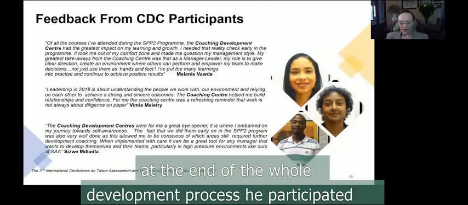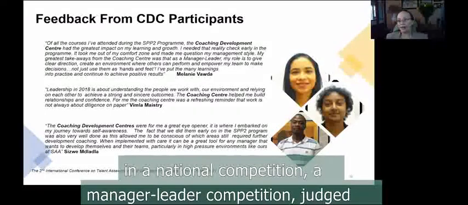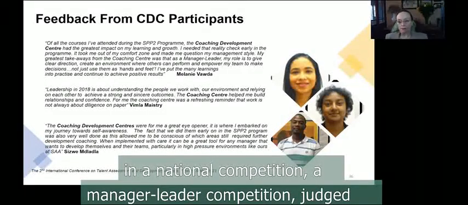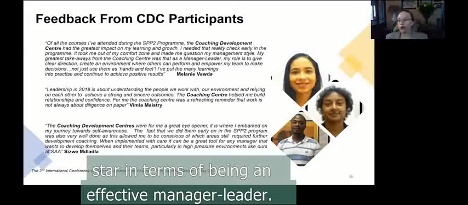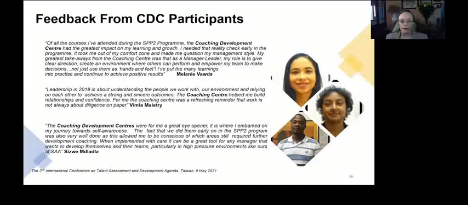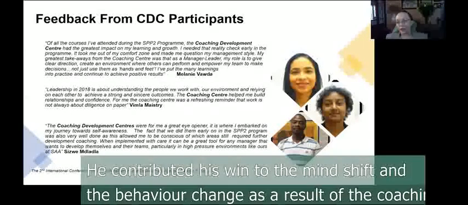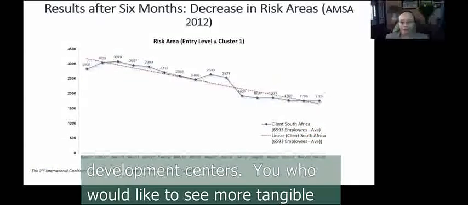Interestingly enough, at the end of the whole development process, Sizwe participated in a national manager-leader competition, judged by external judges, and he actually won that year as the best upcoming star, so to speak, in terms of being an effective manager leader. He attributes his win to the mind shift and the behavior change as a result of the coaching development centers.